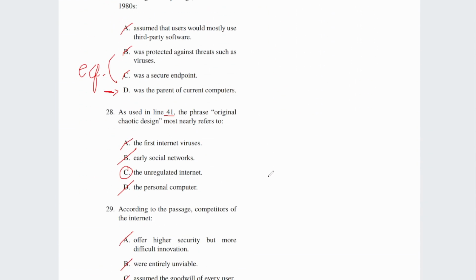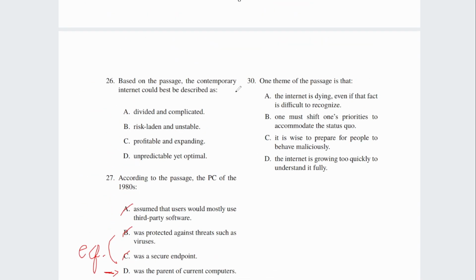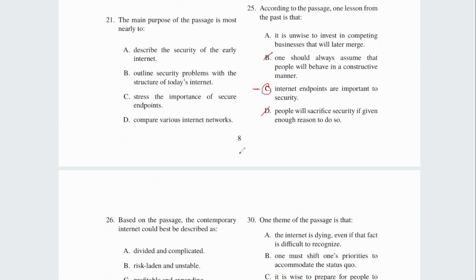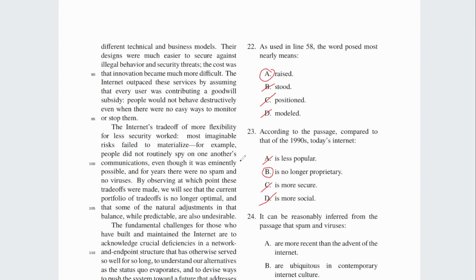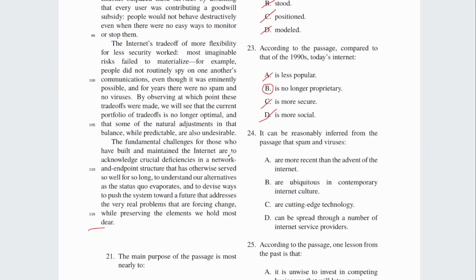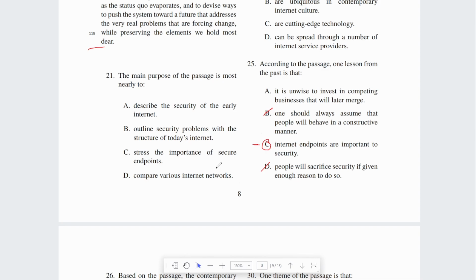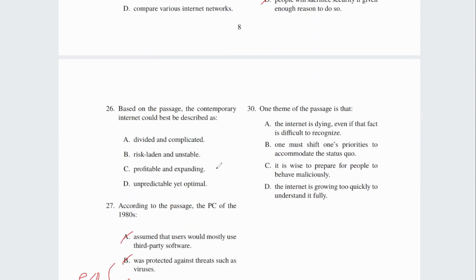So, okay, we have 3 questions left. We have a theme question, we have this detail question, which I think is our next one, and then we have 4 questions. We have a reasonable inference question and a main purpose question. So let's get into this last detail question. The contemporary internet can best be described as divided and complicated, risk-laden and unstable, profitable and expanding, or unpredictable yet optimal.